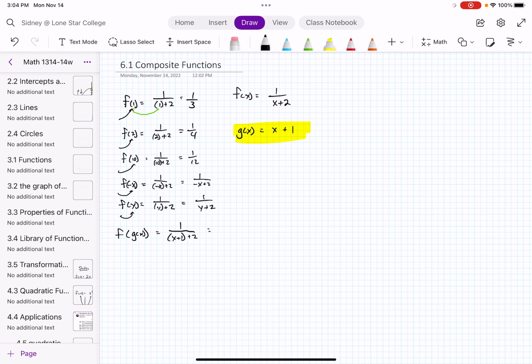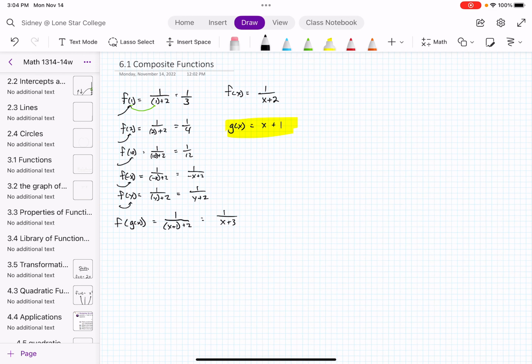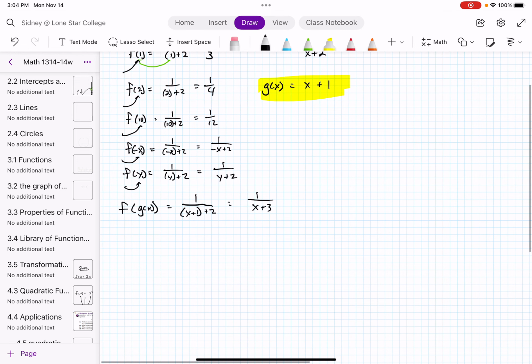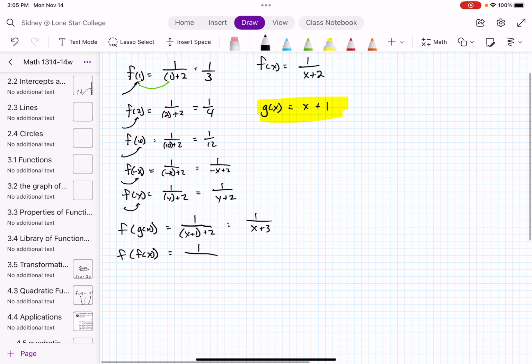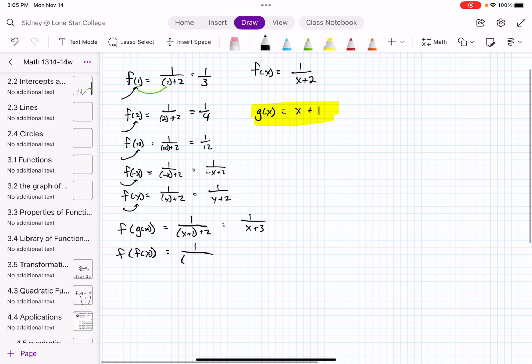Now, you clean it up as much as you can. This would be 1 over x plus 3. And it may not clean up. It may still be kind of ugly. But here's the thing. You can plug in f of g of x, but you can also plug f into itself. I could plug in f of x. I can plug in whatever I'm going to plug in. And so these can get real ugly, because where x is, I'm now plugging in f of x. I'm plugging it into itself.